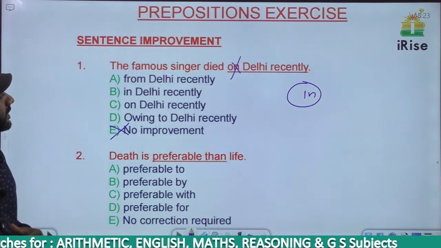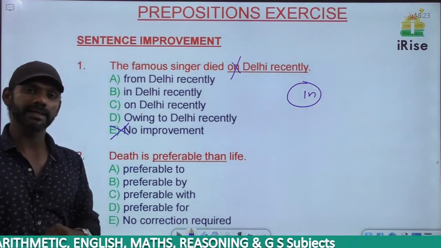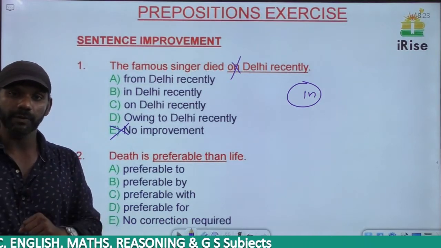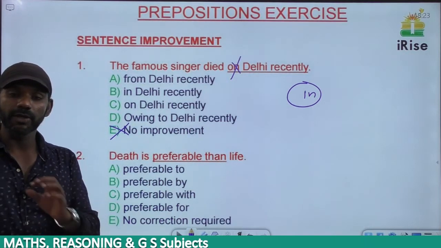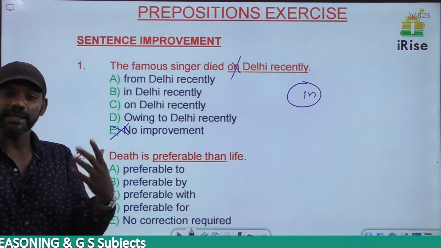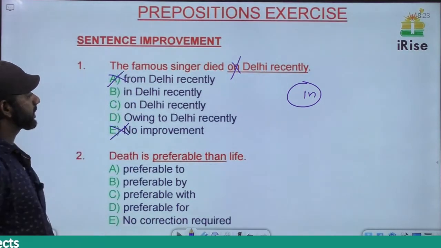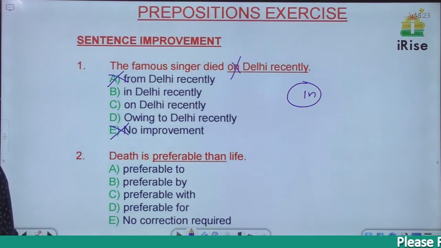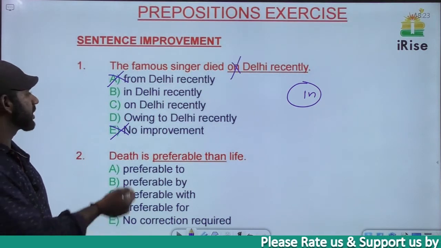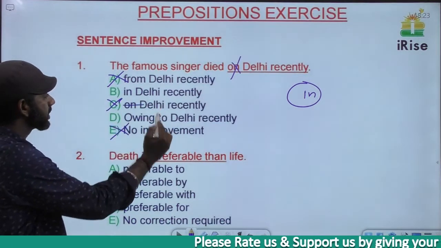The famous dancer died from Delhi recently. From is for the starting point, to is for destination. He cannot die from Delhi actually. So option A is eliminated. Now option C is also gone. C is the same as what is given in the question. So on Delhi recently is eliminated.